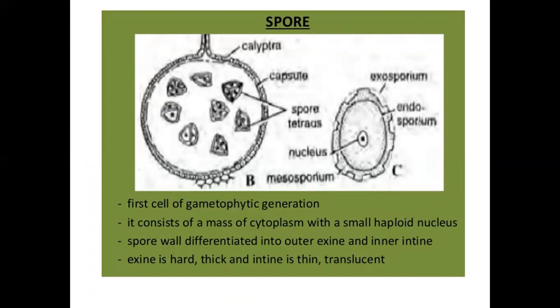The spore is the first cell of the gametophytic generation. It consists of a mass of cytoplasm with a small haploid nucleus. The spore wall is differentiated into outer exine and inner intine. Exine is hard and thick, and intine is thin and translucent.